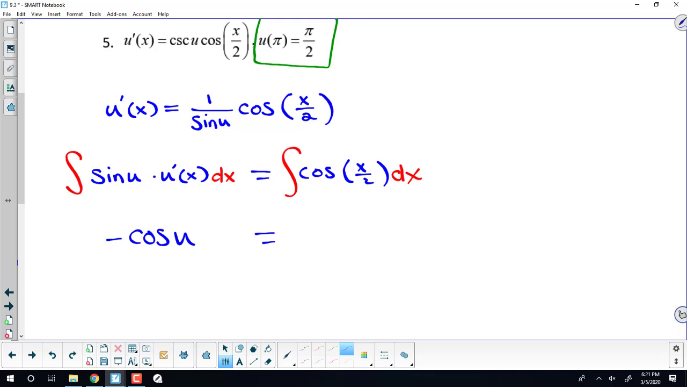Antiderivative of cosine of x over 2: 2 sine x over 2, plus c. Yeah, plus our constant. So that's our implicit solution. We haven't fully solved for u. You could say negative cosine of u is negative 2 sine plus another different constant. But this is our implicit solution.